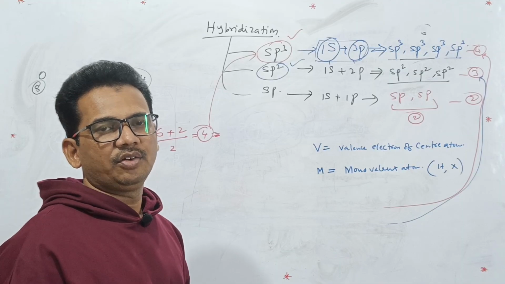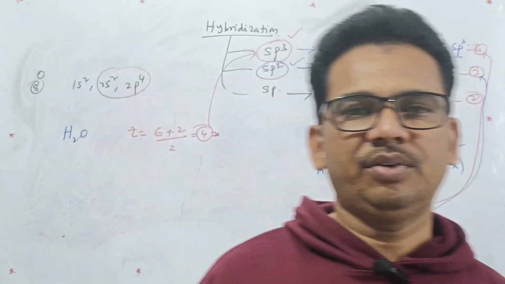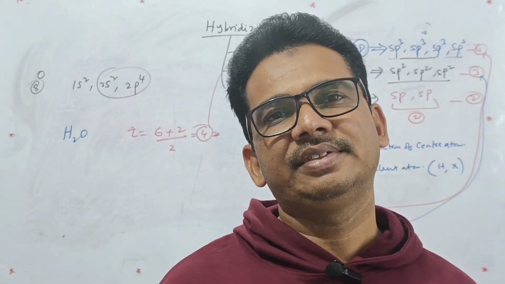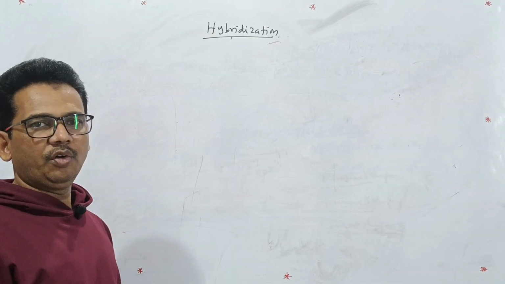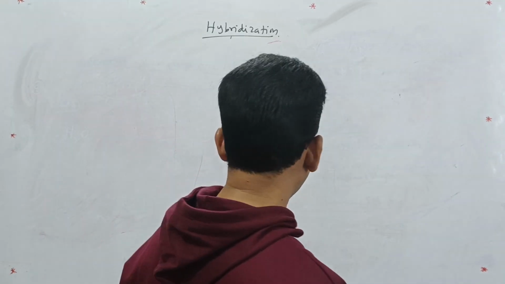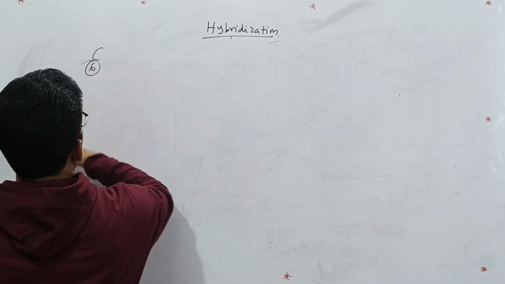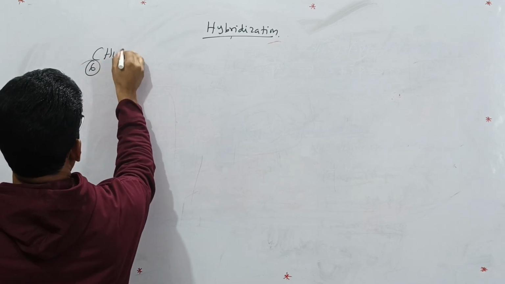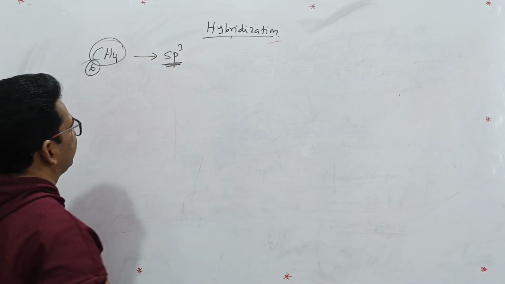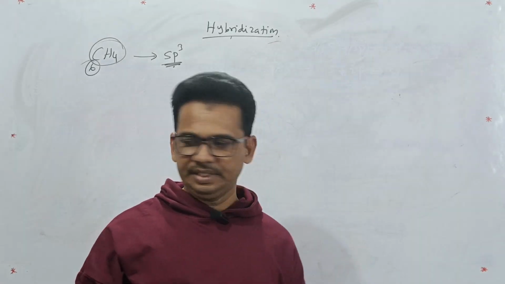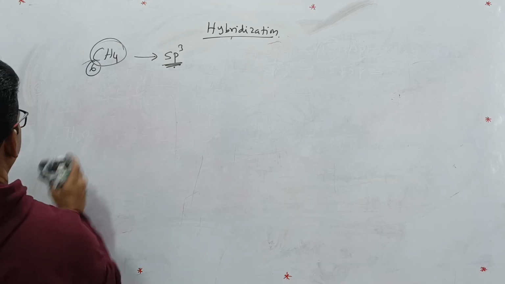Only thing is that we have to choose the center atom. Then we have to find out how many valence electrons are present. Then easily it is going to be given. Now we'll go one by one. Hybridization. We'll go for carbon first, atomic number 6. For example, you can take methane. We are going to find out the sp3 hybridization for methane, and how it has sp3 hybridization.